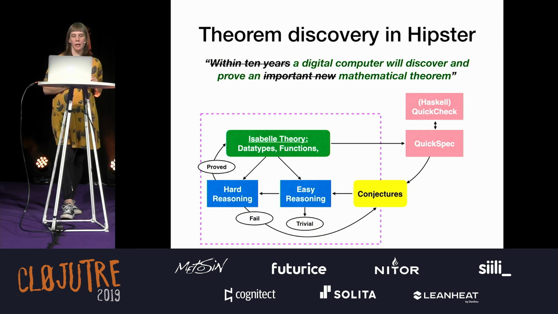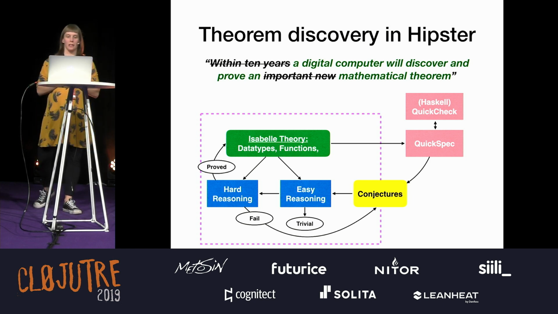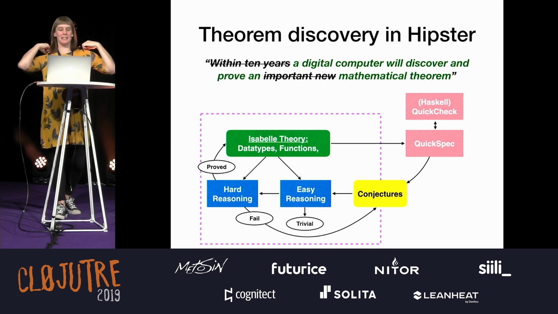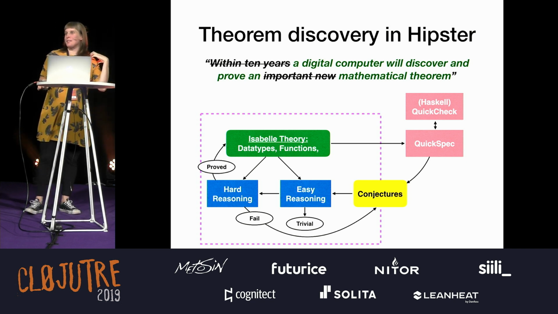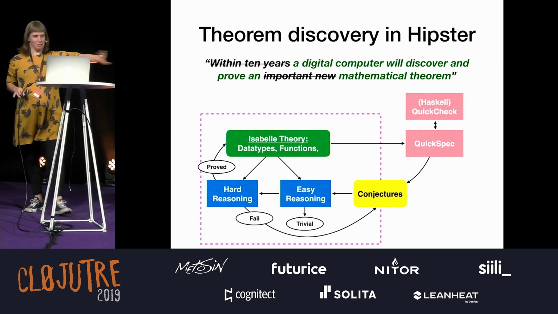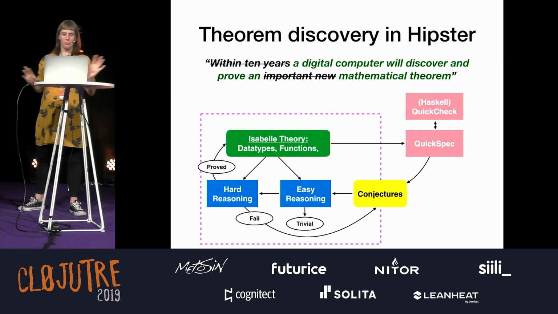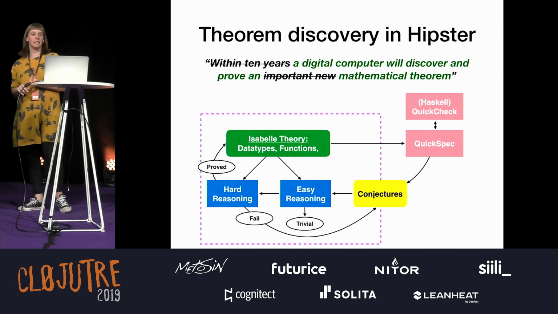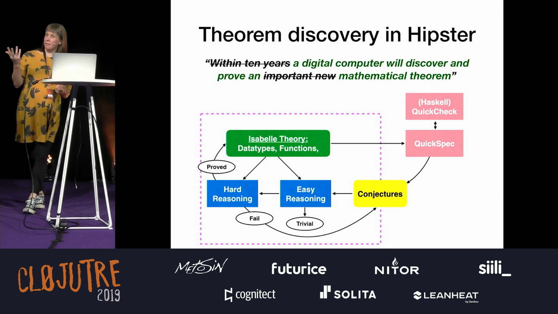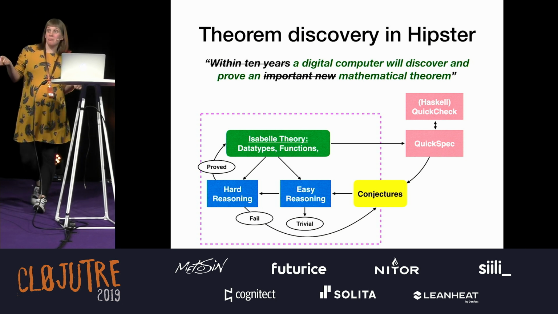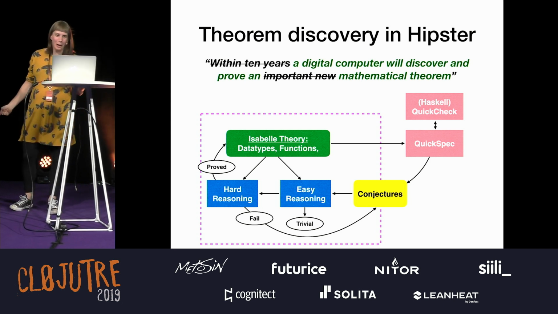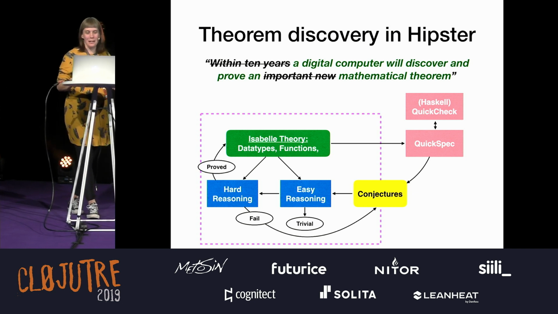So Hipster is, well, an academic system, but at least we're getting a little bit more of this quote by Newell and Simon. Within 10 years, we've gotten that part already. That was 1958, so we're way past that. We have discovered automatically and proved maybe not important or new theorems, but nevertheless homework assignment theorems for university students. So that's pretty good. Still some way to go, but I think it's an important step in getting this whole statement.